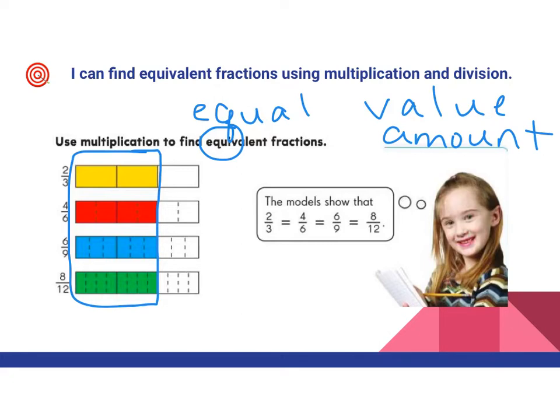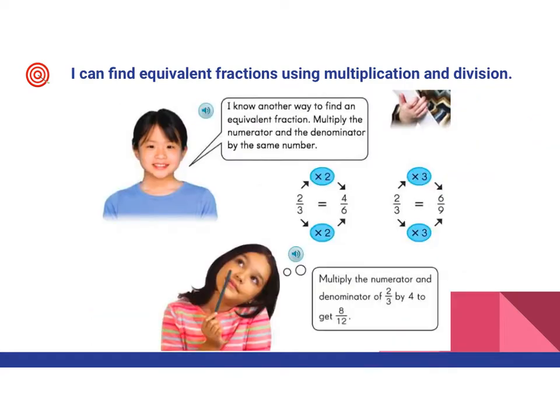So this one is showing that 2/3 has the same value as 4/6. So 4 out of the 6 pieces are colored in here versus 2 out of the 3 pieces colored in here. But with these bars lined up next to each other, we can see that they have the same amount or same value, which makes them equivalent. So that's what equivalent fractions are.